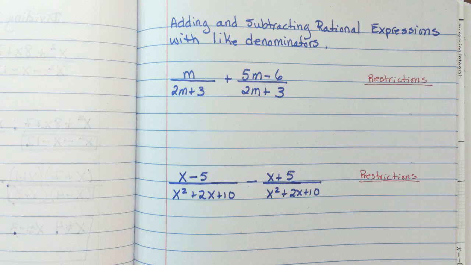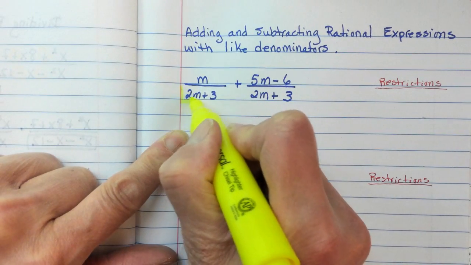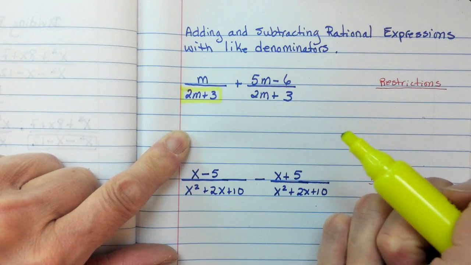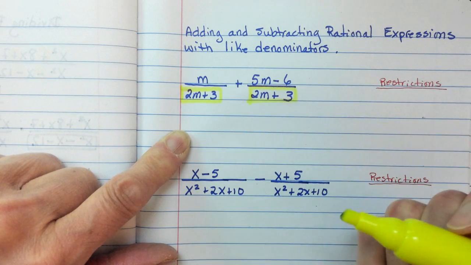In this video, we are adding and subtracting rational expressions with like denominators. So notice we're still dealing with expressions. There is no equal sign and we're not solving. So the first thing that you need to look for is the denominator. If we notice in the denominator, 2m plus 3 is the same number as 2m plus 3.